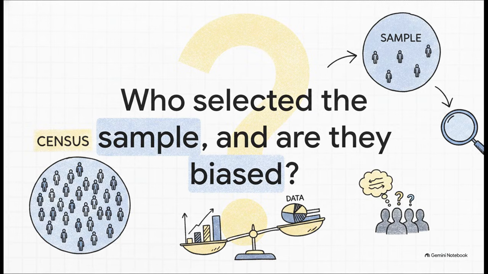Because a true census is so incredibly rare, that means nearly all of the data, the statistics, and the studies we consume on the news every single day rely entirely on the sampling method. So the very next time you see a statistic, you have to ask yourself, who selected that small sample of people, and is there any chance they were biased? Because knowing how the data was collected is absolutely just as important as the data itself.